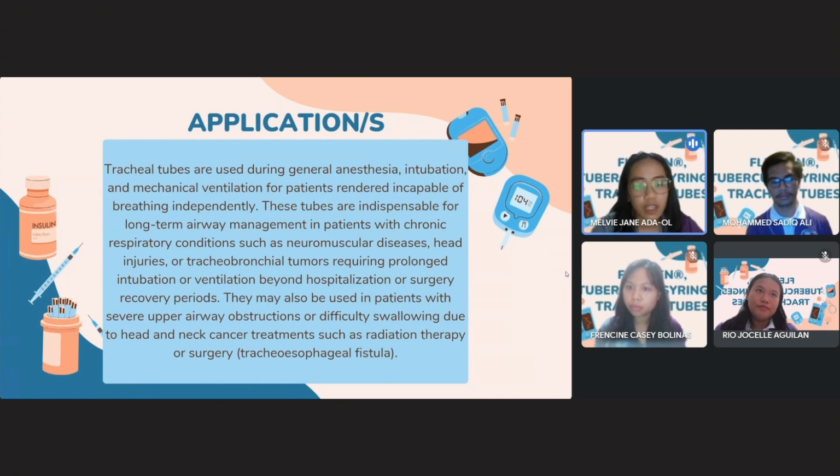They may also be used in patients with severe upper airway obstructions or difficulty swallowing due to head and neck cancer treatments such as radiation therapy or surgery.